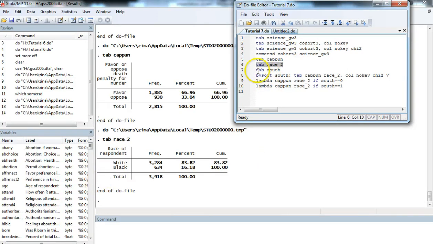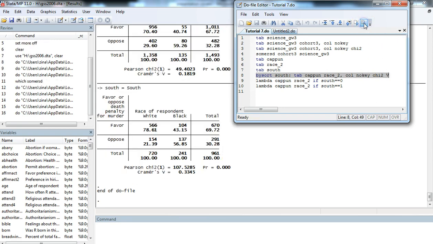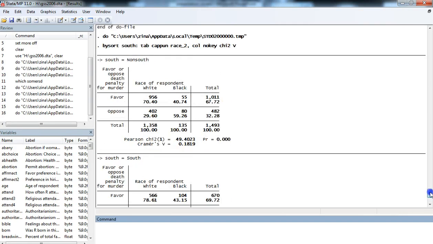And for the control variable, we can use south. You can tab south, and you see that it's coded 0 for non-Southerners and 1 for Southerners. Okay, so what we will run now is sort by south, then tab cappun race_2, column nokey chi2 V. Note that this is a capital V, which is instructing Stata to report Cramér's V.